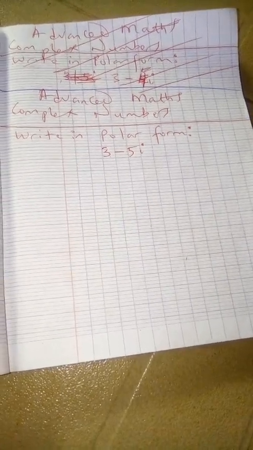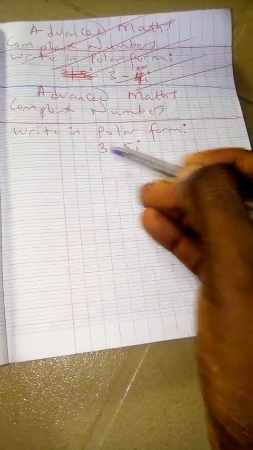For those of us taking advanced mathematics, today I would like us to consider complex numbers. So we have a question today. It says, write in polar form 3 minus 5i. So how do you start?